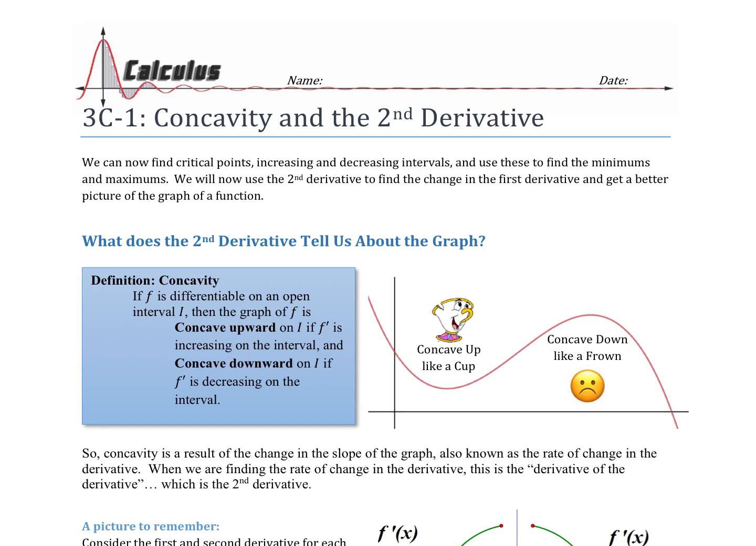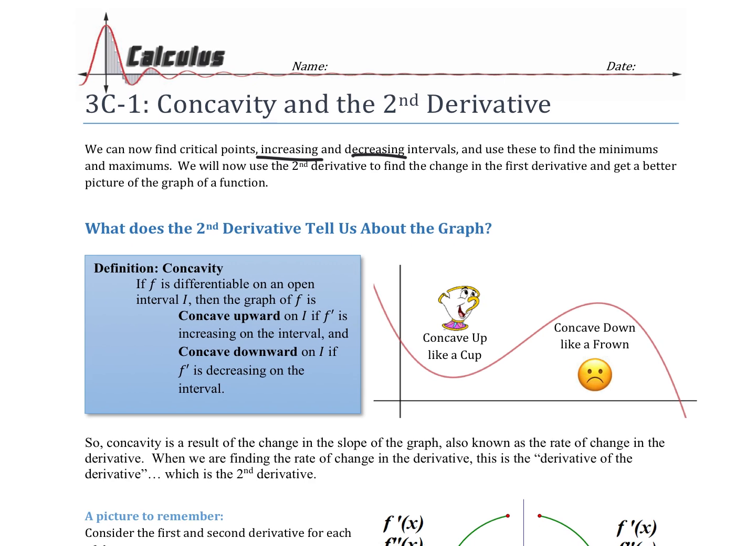So we've seen that the first derivative tells us if a function is increasing or decreasing and finds these critical points, which can become extrema, meaning minimums or maximums. Well, what does the second derivative tell us about a function and its graph? Let's investigate.